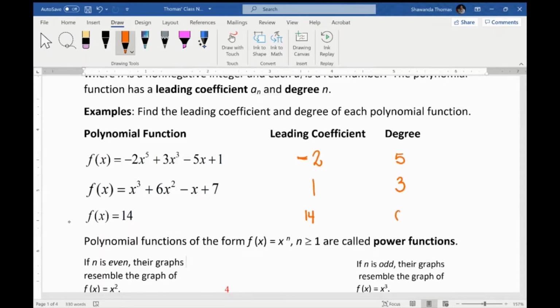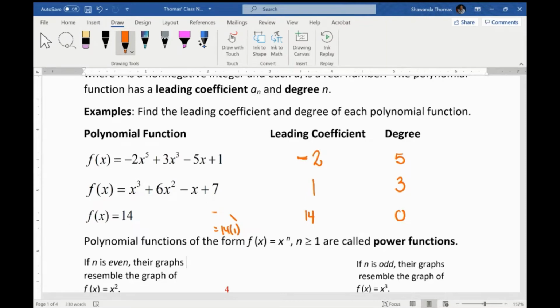It has to be 0 then. Because would you agree that 14 equals 14 times x to the 0? Would y'all agree? Yes. Because x to the 0 equals what? What does x to the 0 equal? 1. Correct. So yes, they are the same. All right, very good.